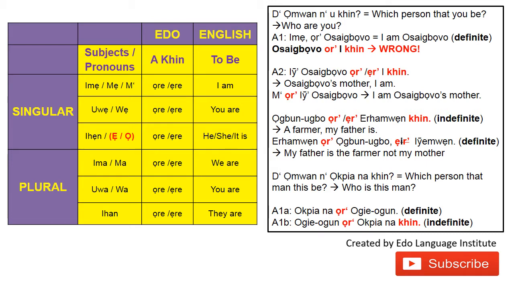Mo ije again, because ije ends with an a sound, which is a vowel, and osaibovo starts with o. It contracts, so mo. The same thing with the mo. It's me, but then it contracts, mo iyo saibovo, because me ends with an e, and then o is also a vowel. So mo iyo saibovo. I am osaibovo's mother. Whereas the first one is osaibovo's mother, I am.